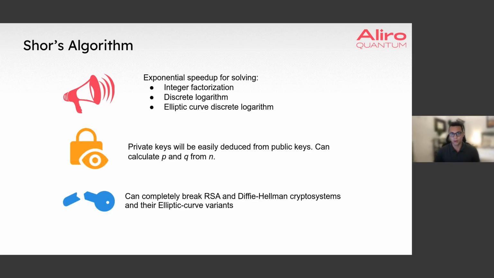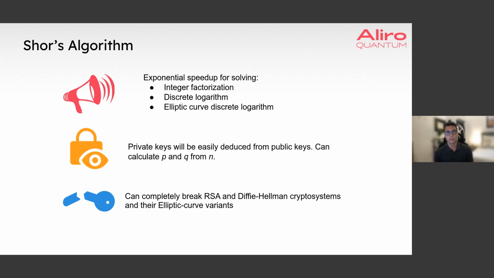So in 1994, Professor Peter Shor out of MIT discovered what's now known as Shor's algorithm. Shor's algorithm is a quantum algorithm, so it's an algorithm that runs on a quantum computer using qubits. And this algorithm provides an exponential speedup over classical computers for solving this exact problem, this integer factorization problem. Shor's algorithm can also be used to crack the discrete logarithm problem and the elliptic curve discrete logarithm problem.